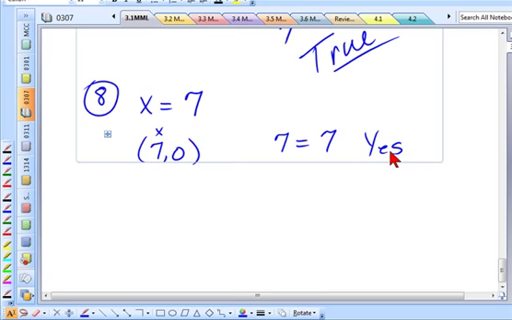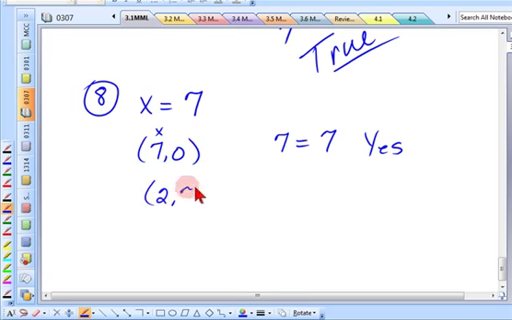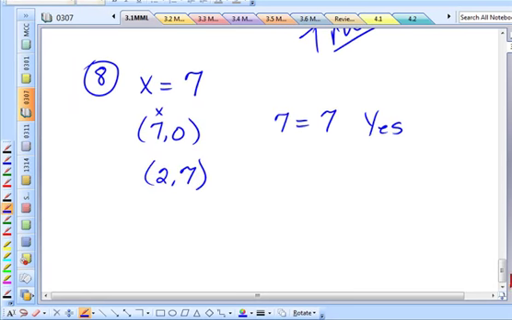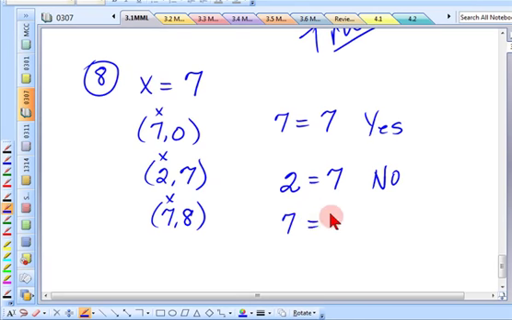The next point they give you is 2 comma 7. Now you have to be careful because the minute you see the 7, you're thinking, oh yeah, but what number are you plugging in? The x, which is a 2. So is 2 the same as 7? No, that's not a solution. The third one is the point 7 comma 8. You're still plugging in the x because the equation says x equals 7. So 7 equals 7 again, and that's a yes.